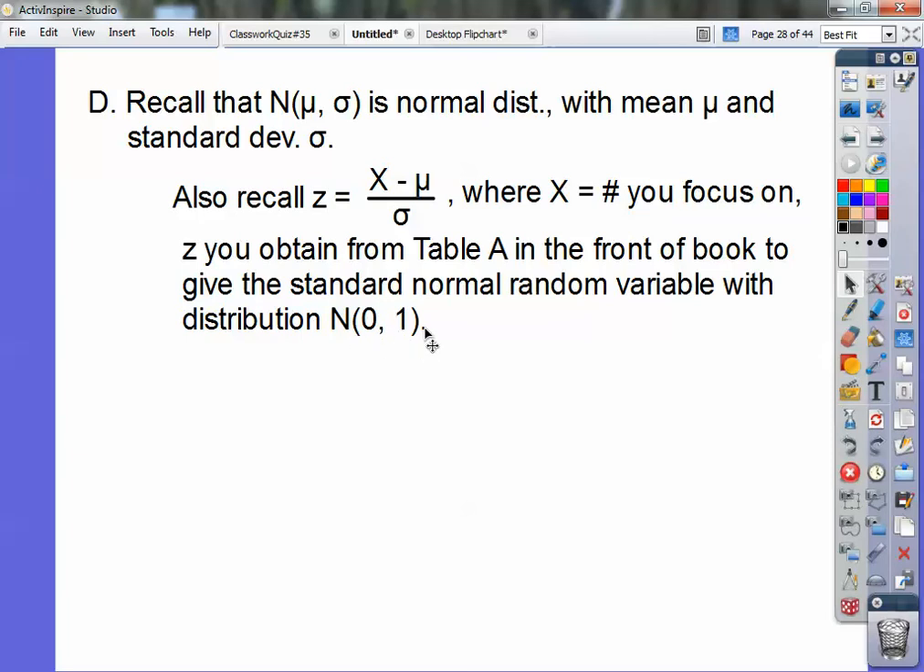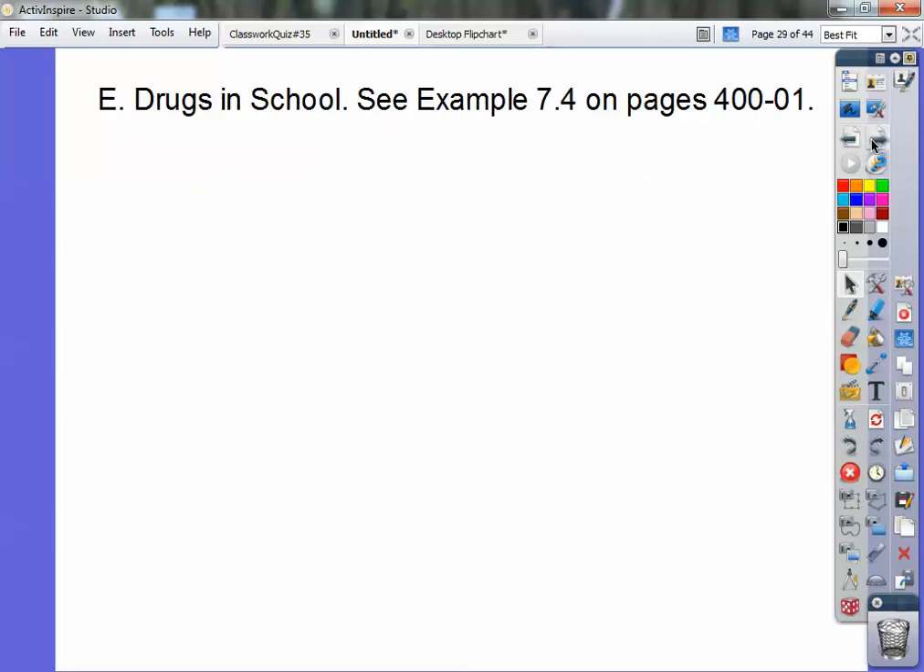Okay, we want to get this, because not everything comes with a mean of 0 and standard deviation of 1. You know, a bag of Wheaties wouldn't come in like that. It comes in whatever, so we have to use this z-score formula right here. Remember all that stuff from before?